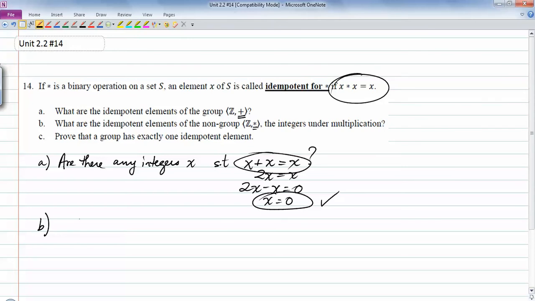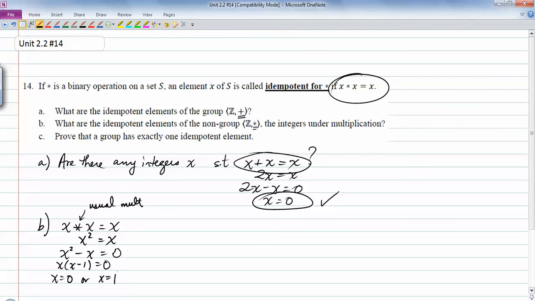Okay. So in this case, we're asking, are there any integers x such that x times x equals x, where this is usual multiplication? Well, that's the same thing as just saying x squared equals x. And if you wanted to solve this, you might be able to just figure it out anyway. But if I solve this out, then we get x equals 0 or x equals 1. And that should make sense. 1 squared is 1, 0 squared is 0. So there are two idempotent elements. Usual multiplication.